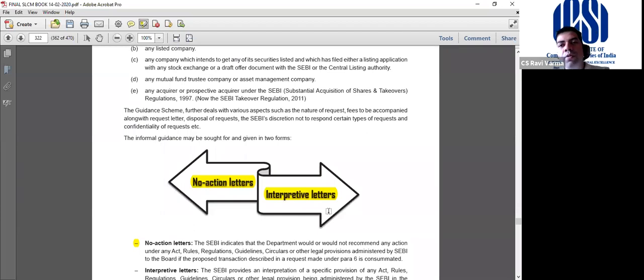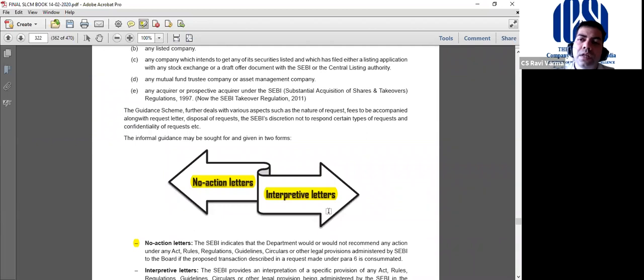Why? Because first of all, write this down: informal guidance is on a case to case basis. It is nowhere an assurance that what I am saying is absolutely correct. It says it seems so. Like if you ask me, can this happen, and I say, yes, I think so. I think and I'm sure are two different words; you can find a gap between these two. So no action letters are letters issued by SEBI where they say the department will not take any action for this. And interpretative letters are those where, say, I'm not understanding what you mean by this. Say I'm asking SEBI, why are you saying these senior management, you have defined certain persons.